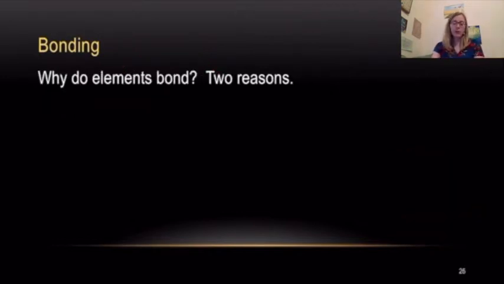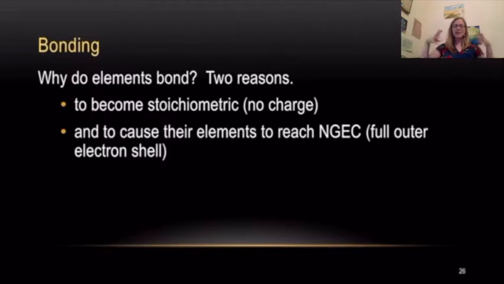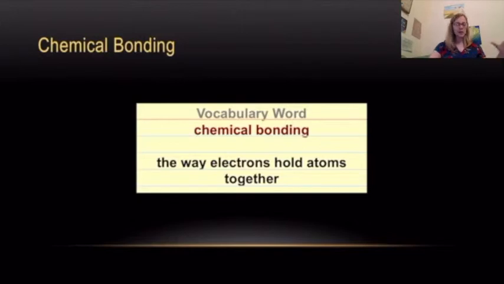So minerals are going to bond for 2 reasons: to become stoichiometric and to cause all of the elements within the mineral to each have a noble gas electron configuration. In some way or another, they're going to try to get every atom in the mineral to have a full outer shell of electrons. So chemical bonding is the way that electrons hold atoms together. Those electrons can be doing different things.